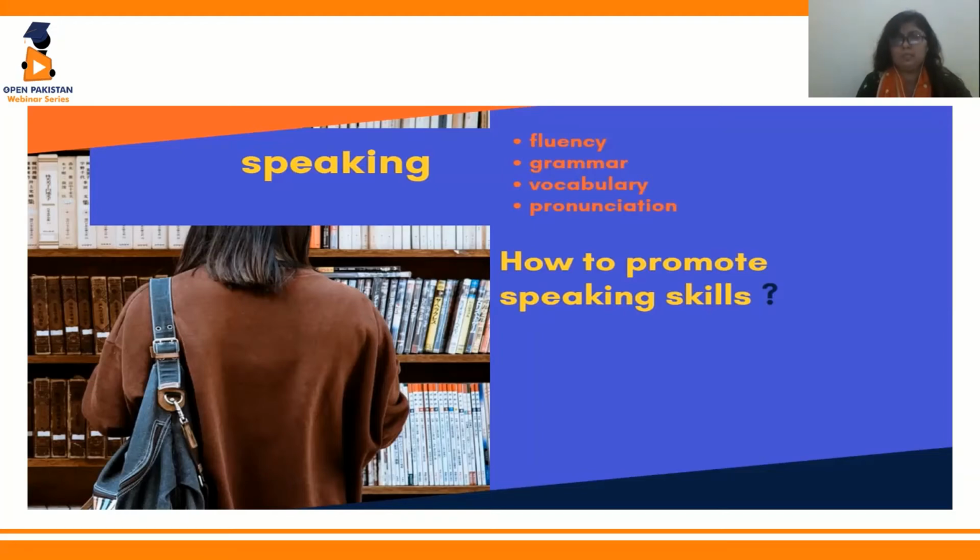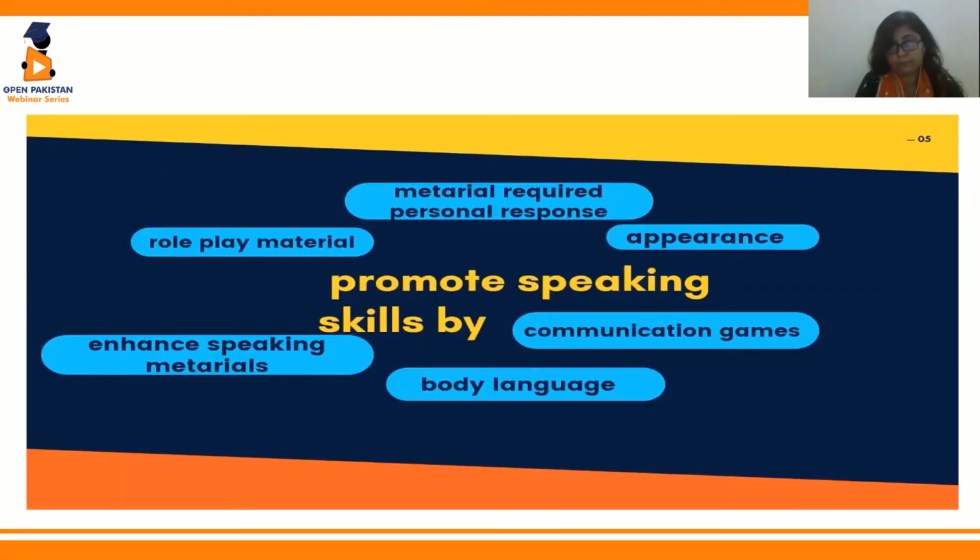How to promote speaking skills? Speaking is the process of building and sharing meaning through the use of verbal and non-verbal symbols in a variety of contexts. Speaking is a crucial part of second language learning and teaching. But how can we promote it? We can promote it by role play material. One other way of getting students to speak is role playing. You can give them any role and they have to play it.